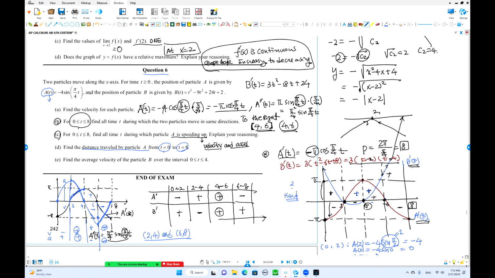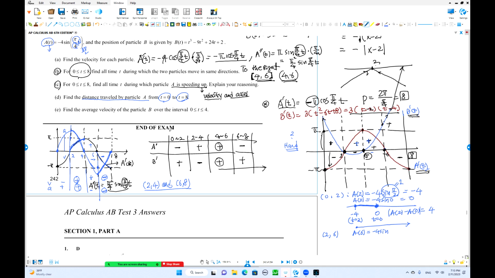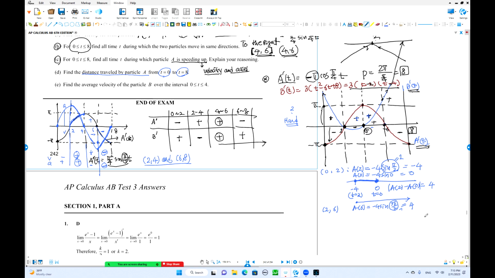6 pi over 4 is what? 3 pi over 2, right? When t is 6, the sine is what? 3 pi over 2, that is negative 1, right? So negative 4 times negative 1 is a positive 4 there. At t equals 6, that was positive 4 over here.